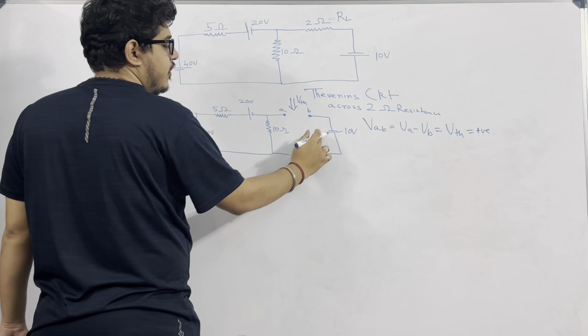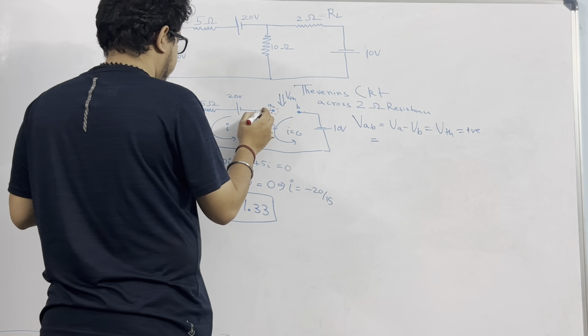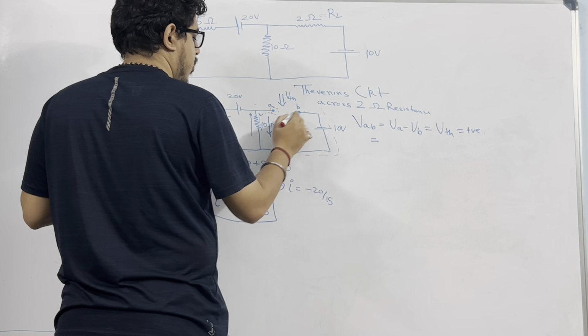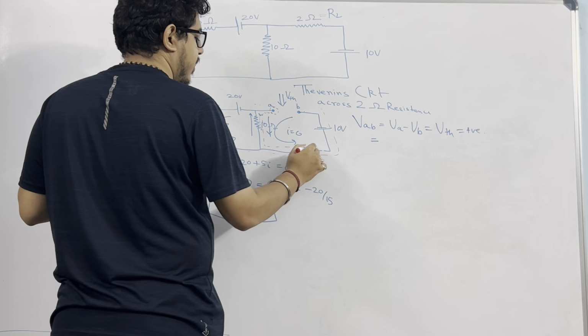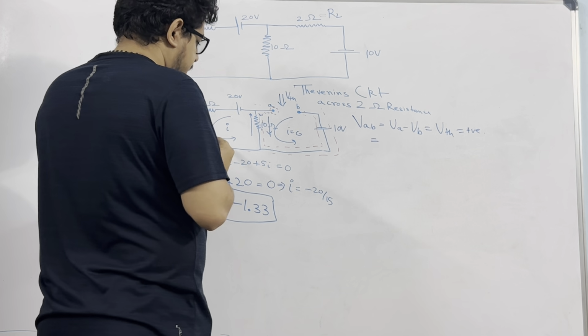Now how do we calculate VA minus VB? VA minus VB: start from A and somehow reach B. Either you come like this, or this is also a path. You can follow any path and just come to B, and this is VA minus VB. Okay. Now suppose I start from A itself. I will come like this.